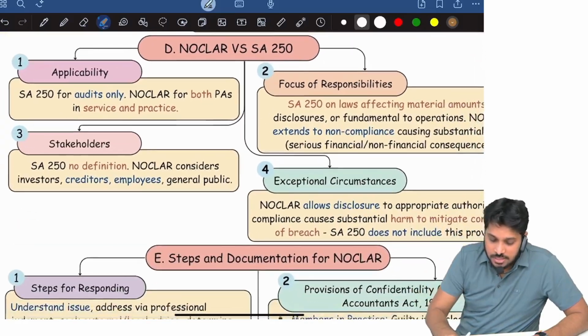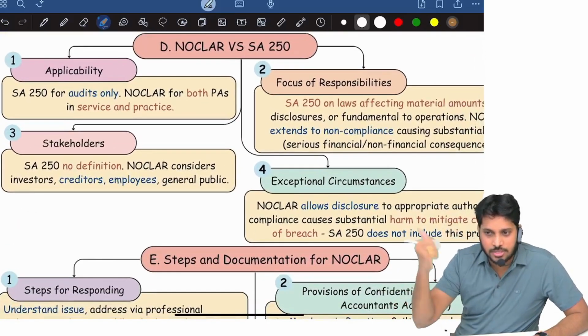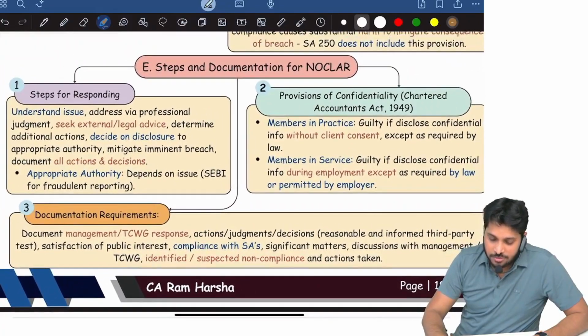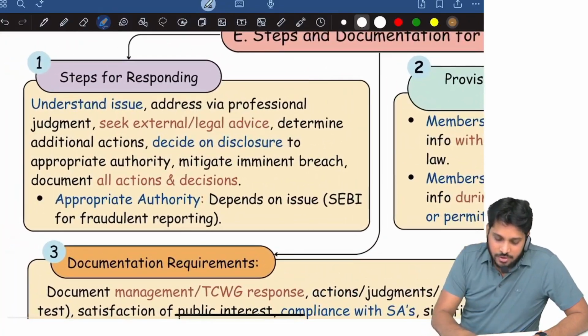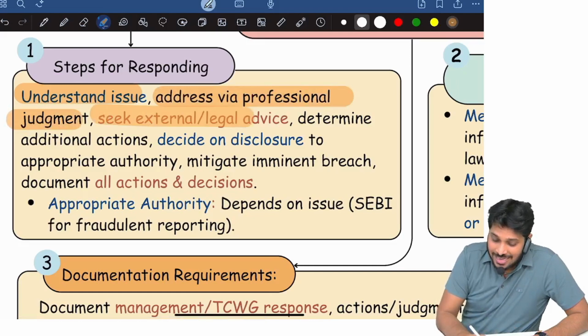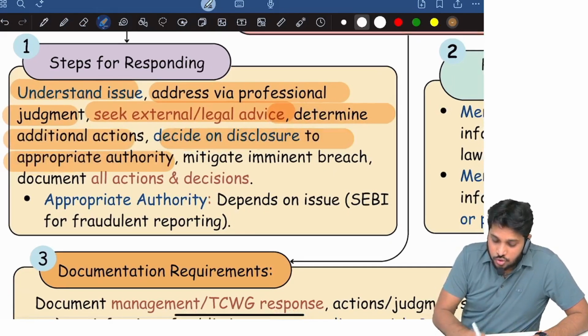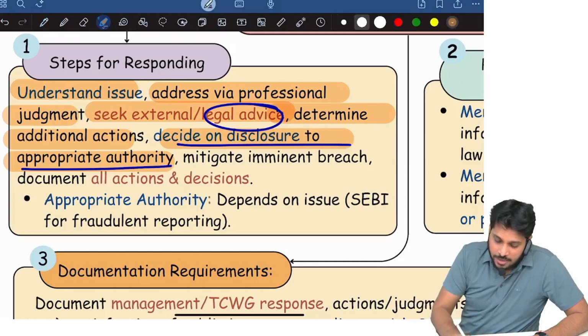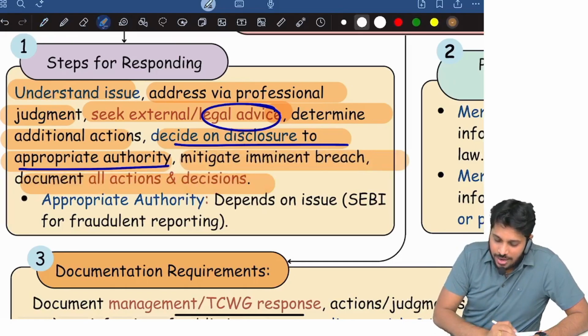Then NOCLAR versus SA 250. This you can study on your own because I already told. Next, steps and documentation for NOCLAR. Whenever you identify NOCLAR, whenever you identify non-compliance, first understand what is a non-compliance. Apply professional judgment. Take a legal opinion, determine what additional action you have to take, decide whether to disclose to the appropriate authority or not. How will you decide whether there is a requirement? The lawyer will tell you whether you have to report it or not. And mitigate imminent breach, document all actions and decisions.